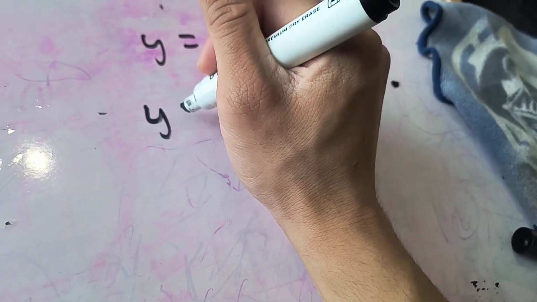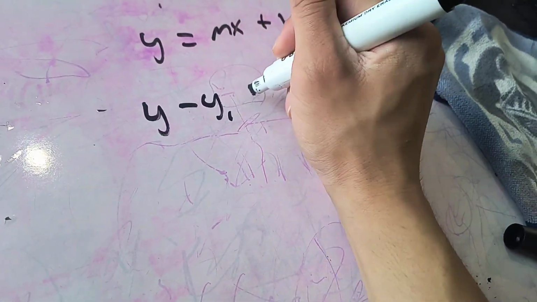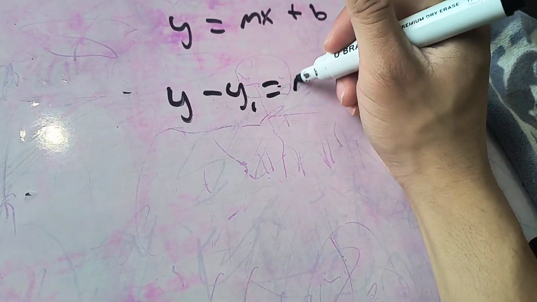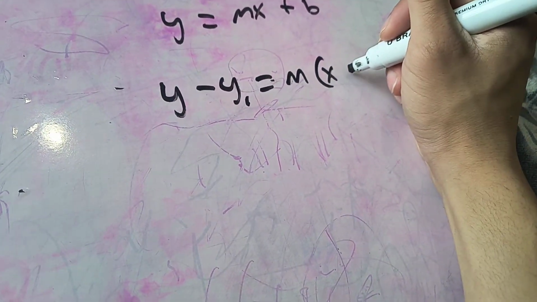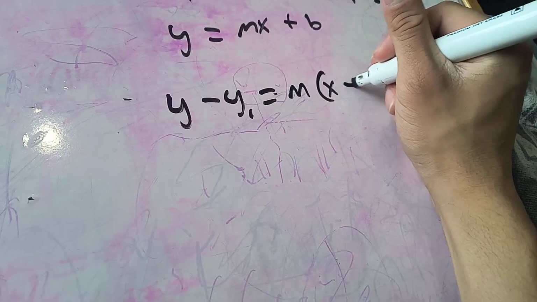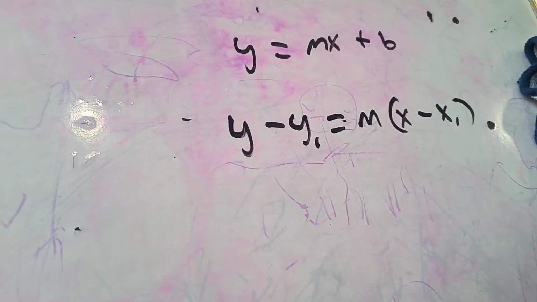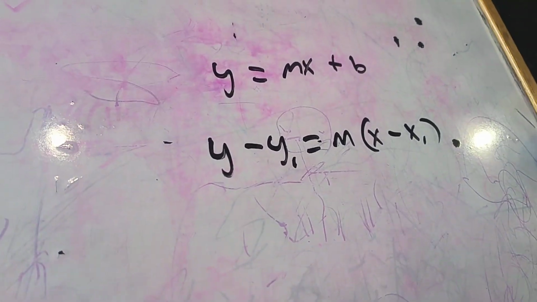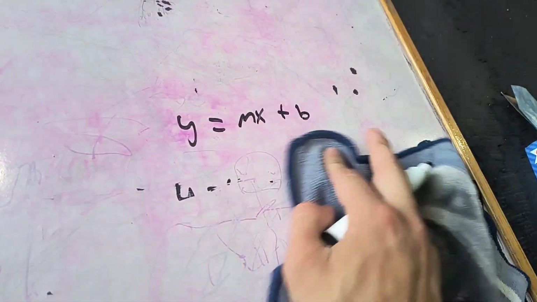Or we could put it in point slope form, which would be this. I guess we could say x1, where m again is a slope. But I'm gonna put it in slope-intercept form for now.